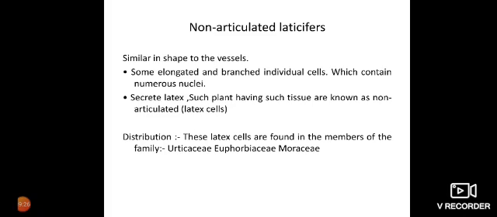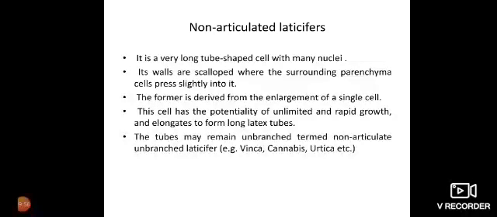The walls of the duct are soft and very often thick. Such ducts are commonly found in Calotropis, Nerium, Vinca, etc. These non-articulated laticifers are elongated and branched individual cells which contain numerous nuclei, known as non-articulated cells. They are mainly present in members of the Euphorbiaceae and Moraceae. It is a very long tube cell with many nuclei.